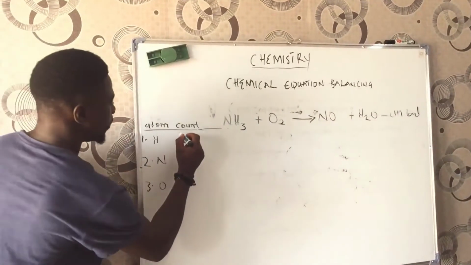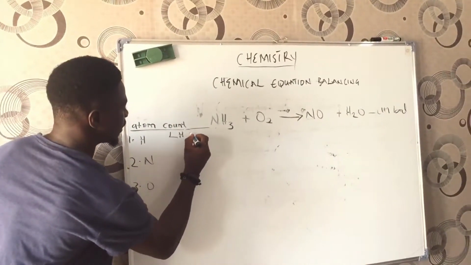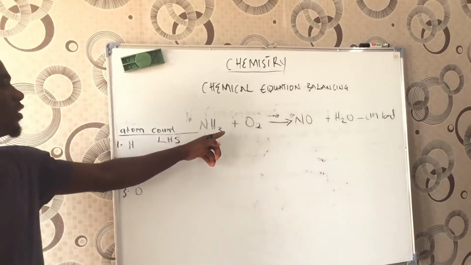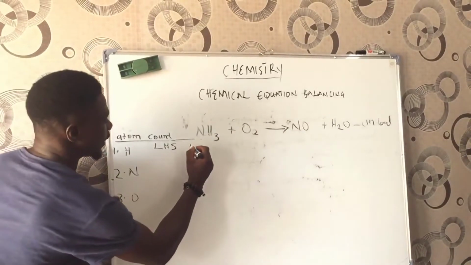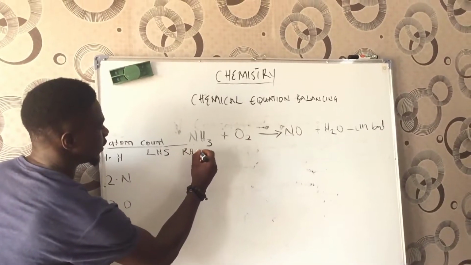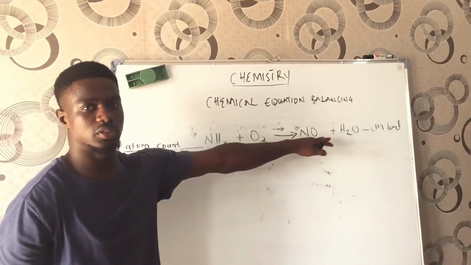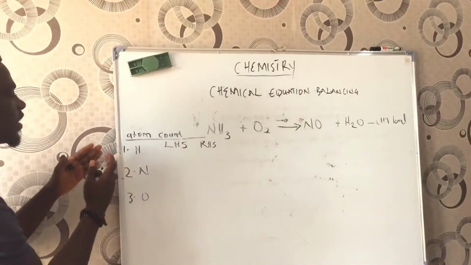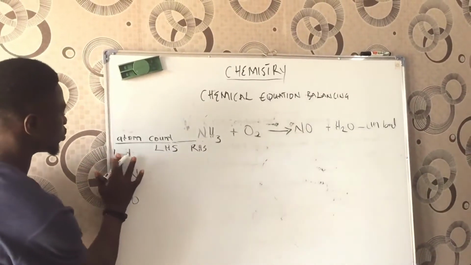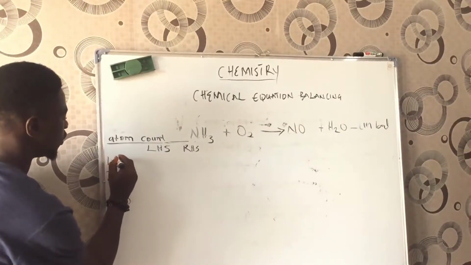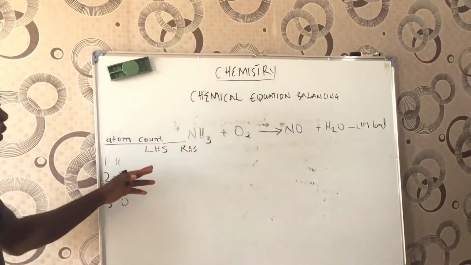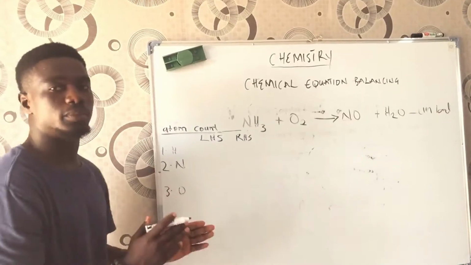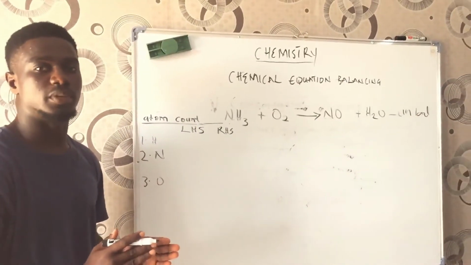We put the left hand side as the reactant and we put the right hand side as the product. This atom count signifies that we are going to put the number of atoms for the left hand side and the number of atoms for the right hand side, and we are going to sum them up to make sure they balance properly.